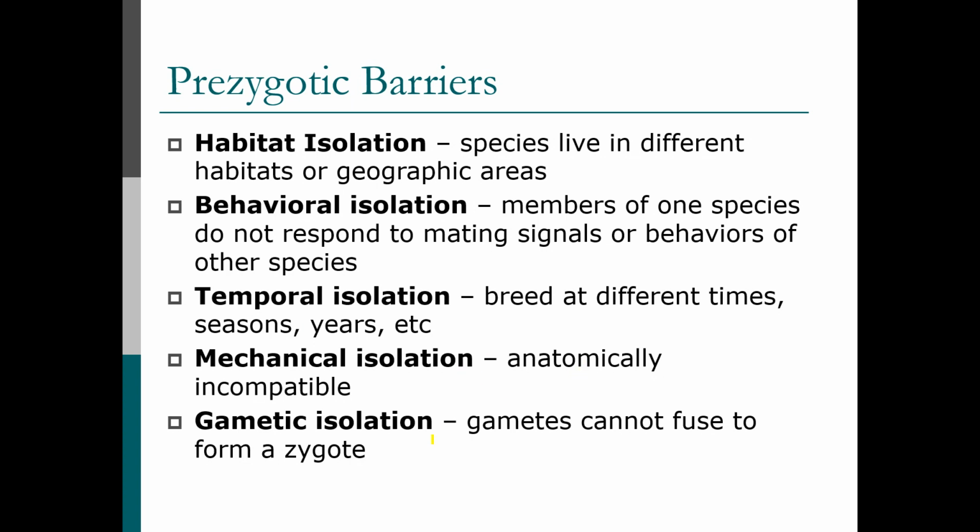And then the last type is gametic isolation. So maybe you could technically have a mating act. Sex could occur, but if the egg and sperm will not join up, then obviously that's going to be an issue pre-zygote. So this is where the egg and sperm aren't compatible.